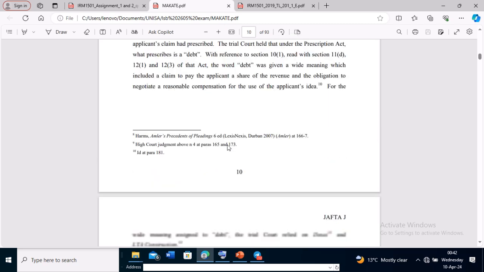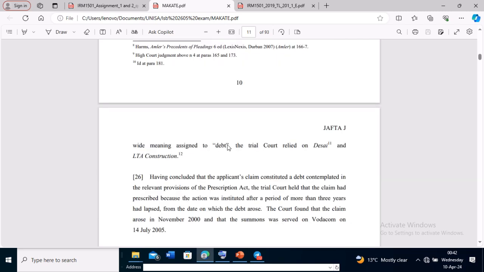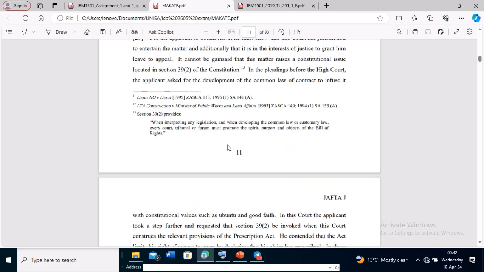Makate. I do believe that there are more than two. You see, I cannot pronounce this. Footnote 11, Desai versus Desai. Then you take it from here up to here. And then there's another case, LTA Construction versus Minister of Public Works and stuff. So you can decide to take one of those.